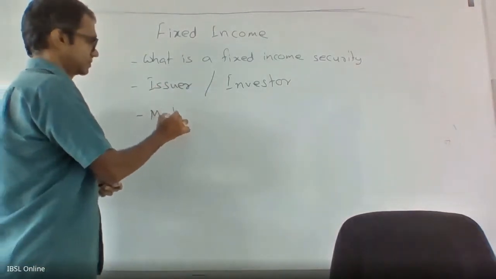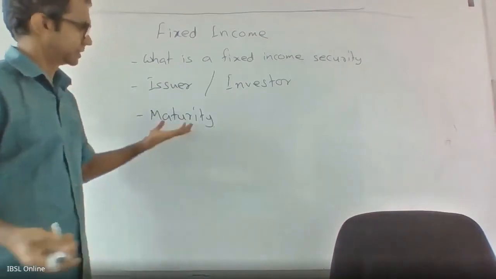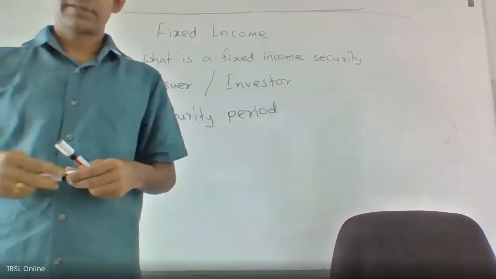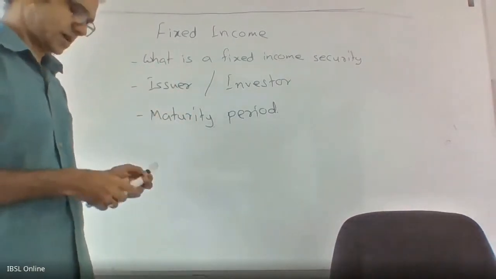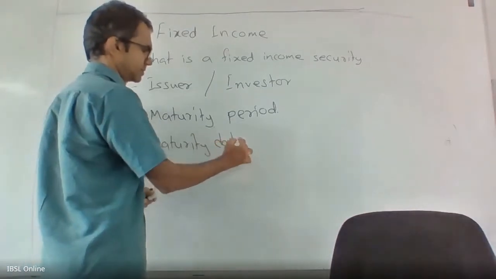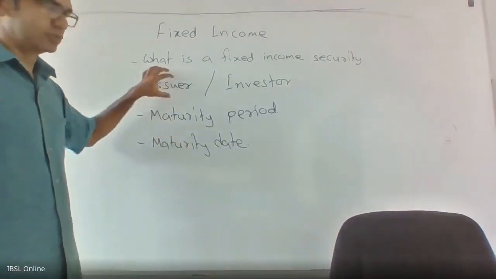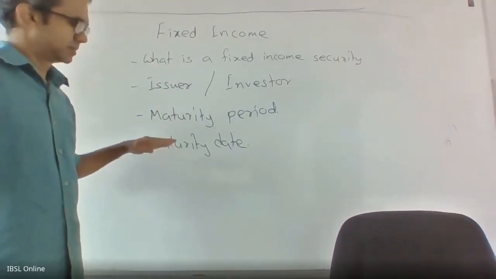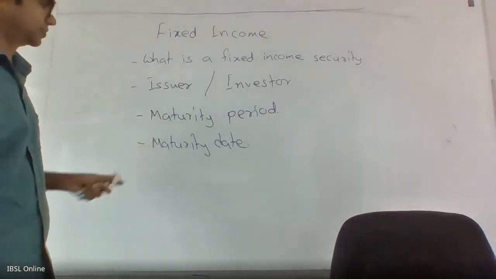Then we discussed maturity. That is the time period of the life of the fixed income security or the bond. And the maturity date is the date where the borrower or the issuer promised to pay back and cease to exist this instrument. Apart from that, this is with regard to dates.